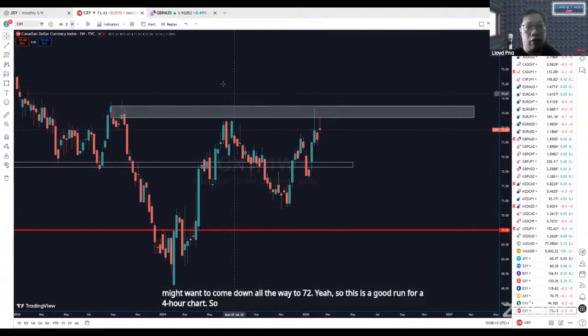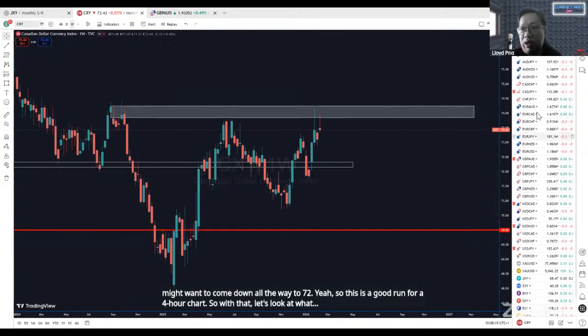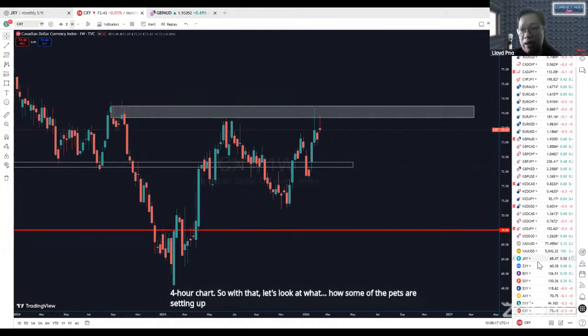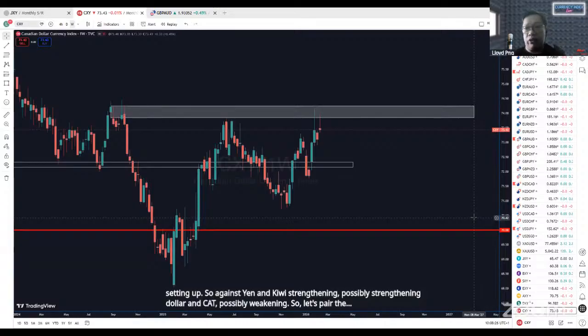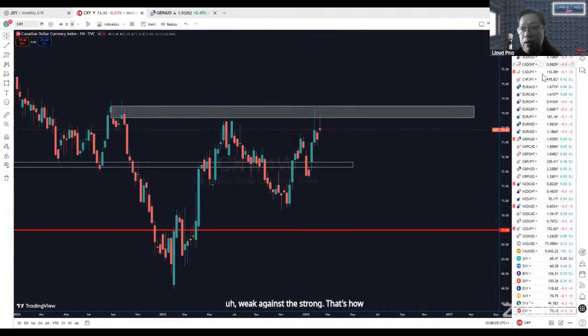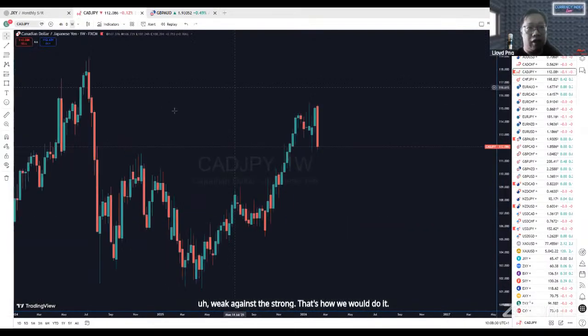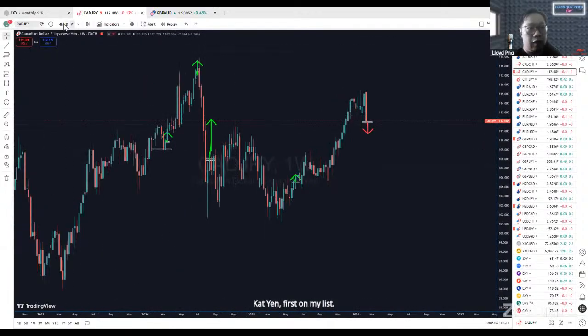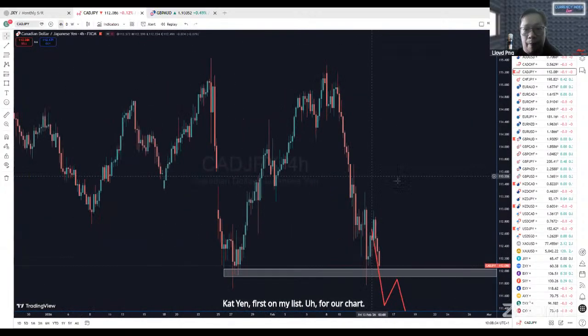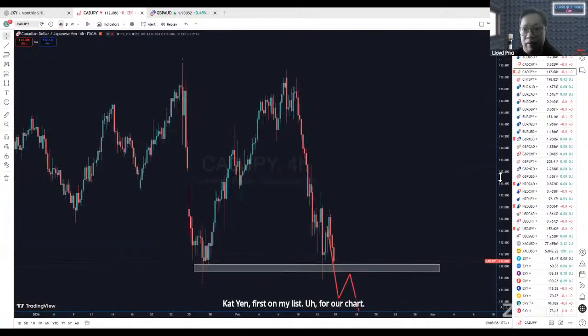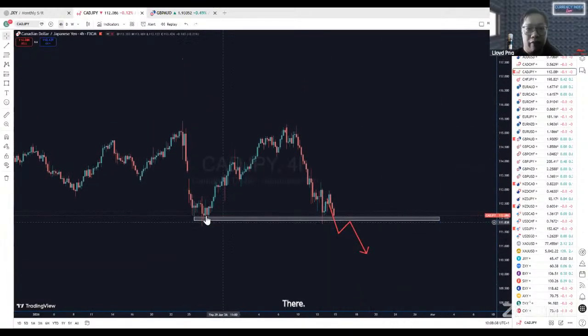So with that, let's look at how some of the pairs are setting up. Against yen and kiwi strengthening, possibly strengthening, dollar and cat possibly weakening. So let's pair the weak against the strong. That's how we would do it. Cat yen first on my list. So cat yen, a very nice double bottom.